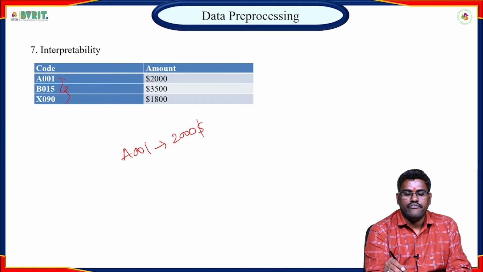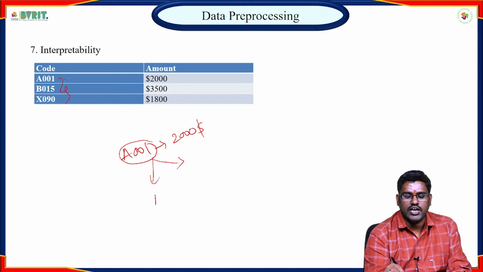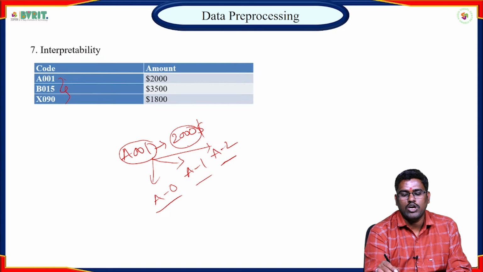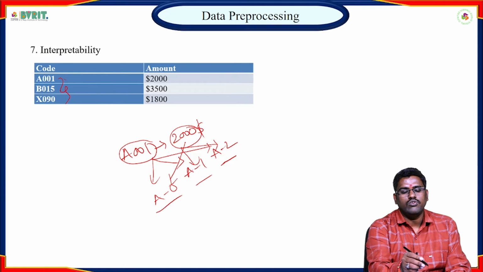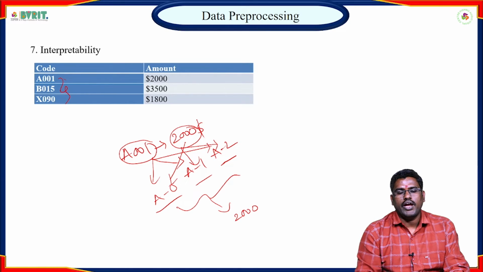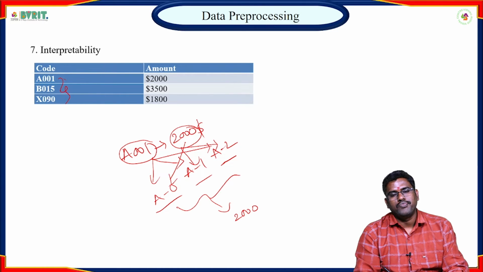For this A001, whatever the different types are there, for example, A001 contains A0, A1, A2, like this, different attribute values are there within that one, and interpretability means this 2000 belongs to A0, A1, A2. In that way the values will be resolved. So we have to change that code into A0, A1, A2 into 2000. So these 3 into 2000, like this we have to divide. We don't want to write that A001 is having 2000 amount like this. So that is about interpretability.